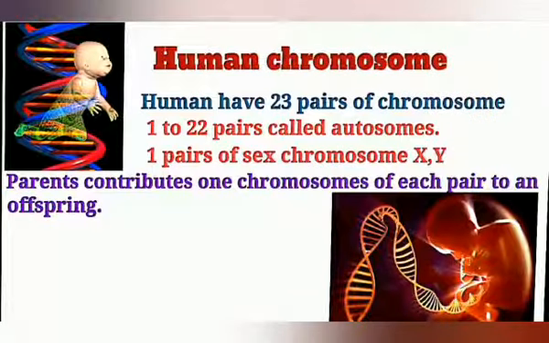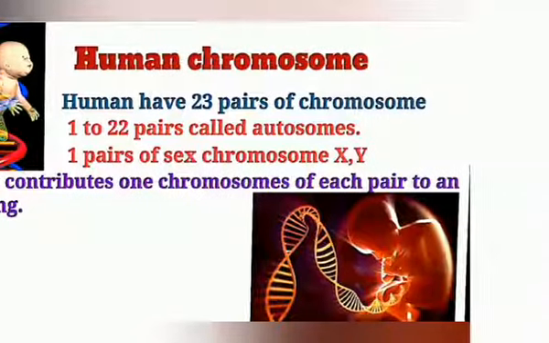Humans have 23 pairs of chromosomes: pairs 1 to 22 are called autosomes, and 1 pair is the sex chromosomes, XY. Parents contribute one chromosome of each pair to an offspring.